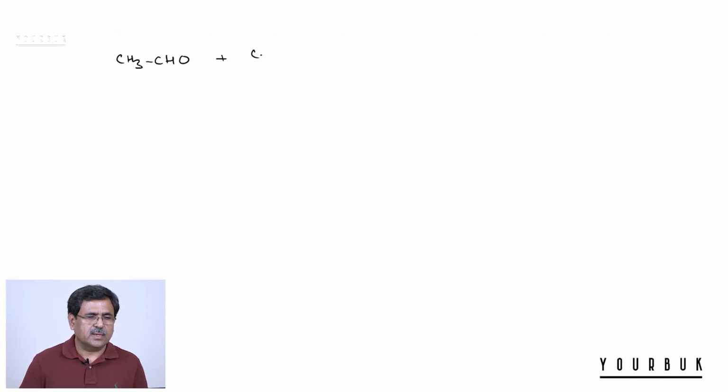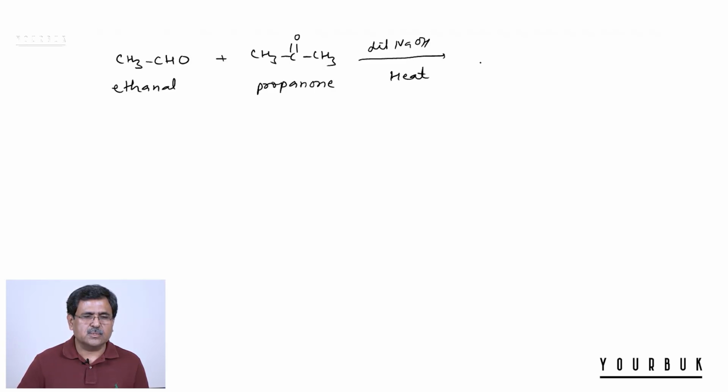Now we have another example of crossed aldol condensation. Now suppose you are given this CH3CHO and a ketone. So the aldehyde is ethanal and the ketone is propanone. And we are reacting it with dilute NaOH followed by heat, and the question is what is the structure of this major product A.